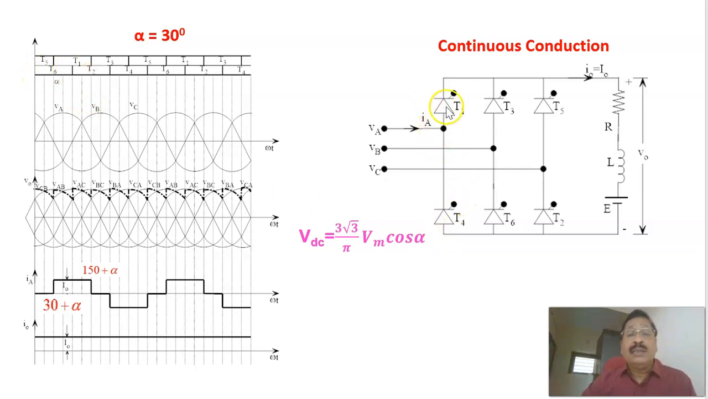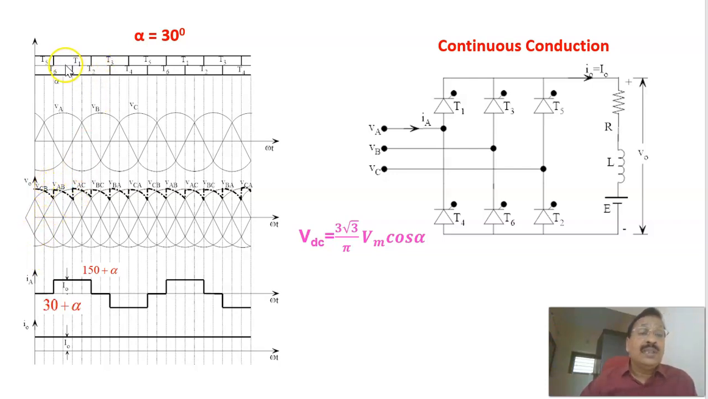Therefore, T1 means phase A comes here, and T6 means phase B is coming here. The voltage across the RLE load will be the line voltage. This is equal to phase B, and this is the phase voltage equal to A. Therefore, this voltage will become VAB. That is, this voltage is equal to VAB.